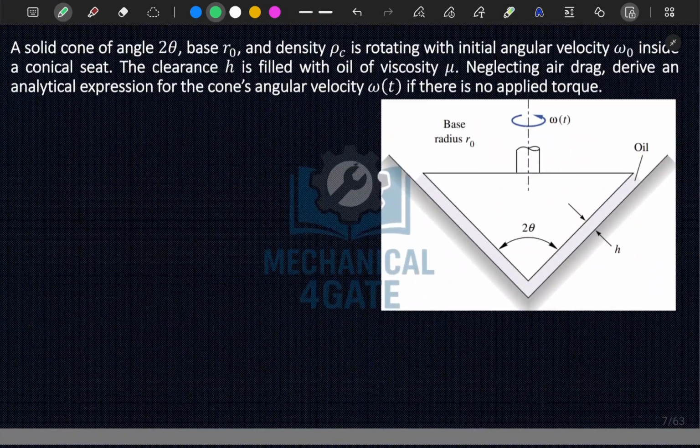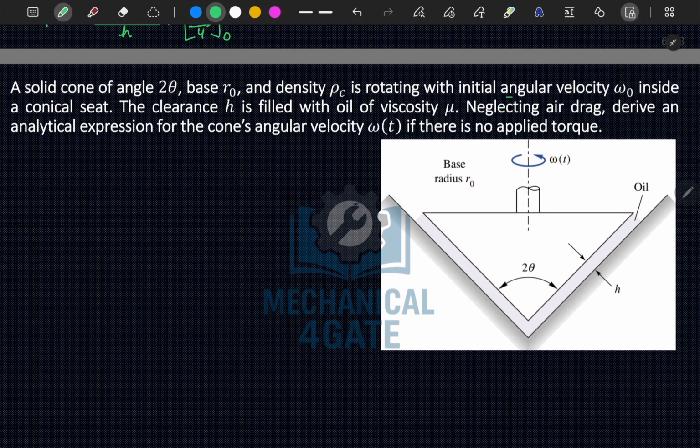So a solid cone of angle 2 theta, base radius r naught, and density rho c is rotating with initial velocity omega naught inside a conical seat. The clearance h is filled with oil of viscosity mu. Neglecting the air drag, derive an analytical expression for the cone angular velocity omega t if there is no applied torque. So we have been given the initial angular velocity of omega naught.